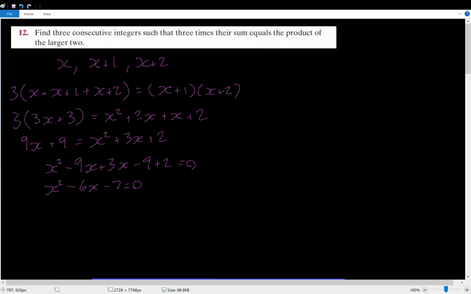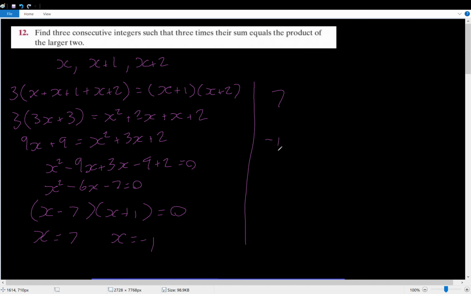And now we need to factorize this out. So we're going to get x minus 7 and plus 1, which means x is going to be equal to 7 and x is going to be equal to minus 1. And that means that we're going to have two sets now of consecutive numbers: 7, 8 and 9, and minus 1, 0 and 1. And that is that.